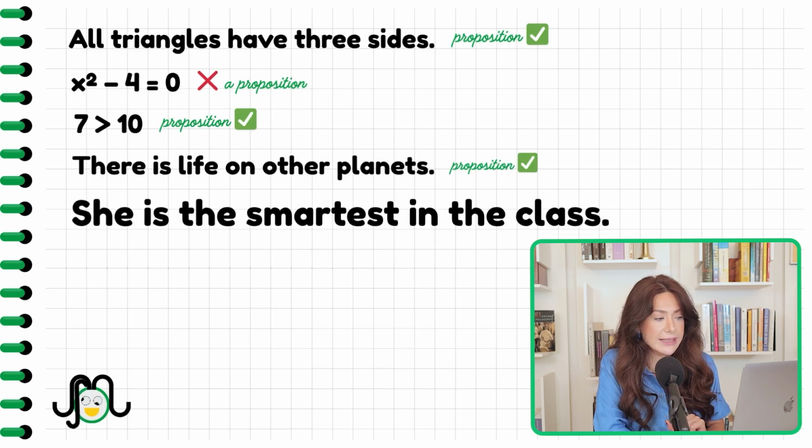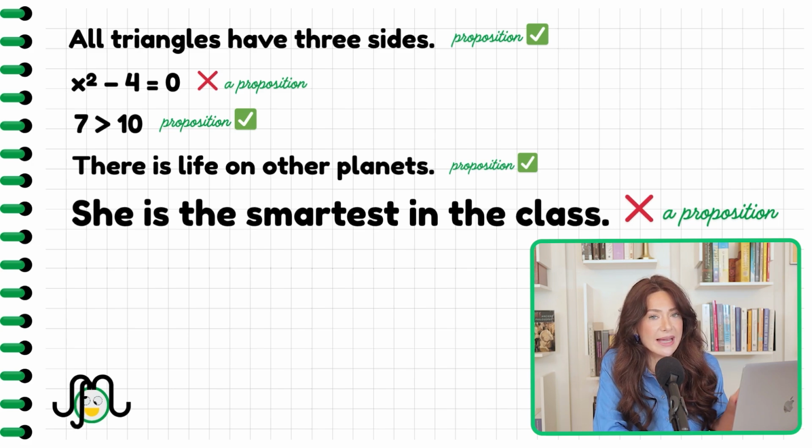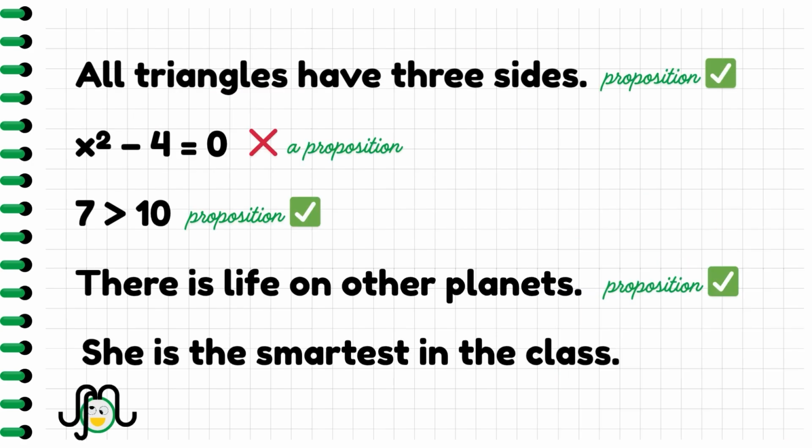And the final example, she's the smartest in the class. This is not a proposition for the same reason as why x squared minus 4 equals 0 was not a proposition, because it depends on the choice of she. Which she, right? So there's ambiguity there, and with propositions, there's no ambiguity, no dependence on context or choice of variables. So here's a screenshot if you want to take a screenshot of this example sheet.